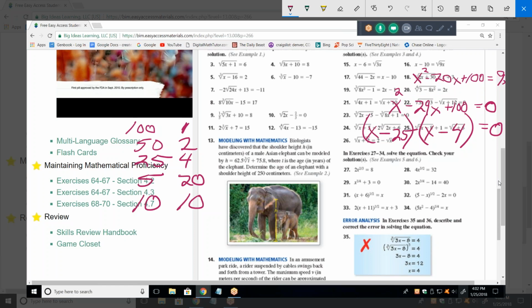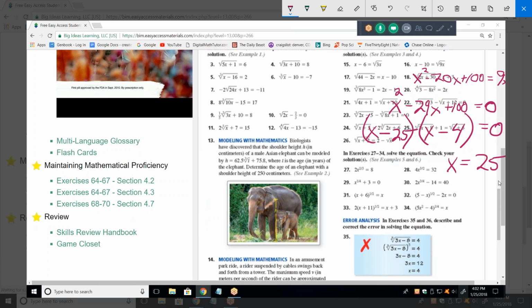Okay. Now, what's the next step? Put each one equal to 0. What's the next line? So x equals 25 and x equals 4. Are we done?